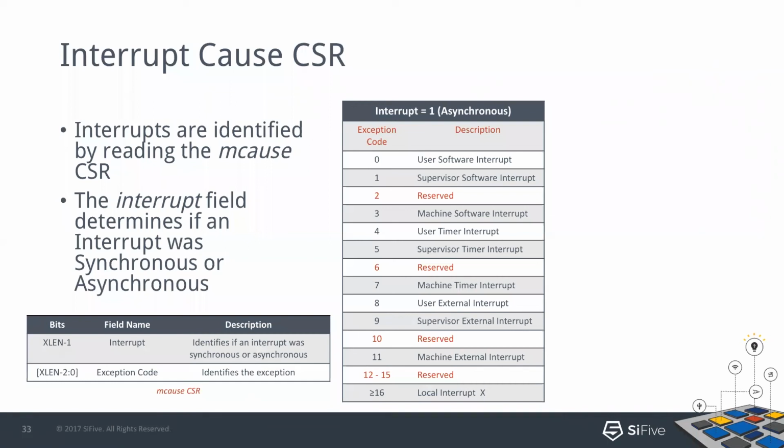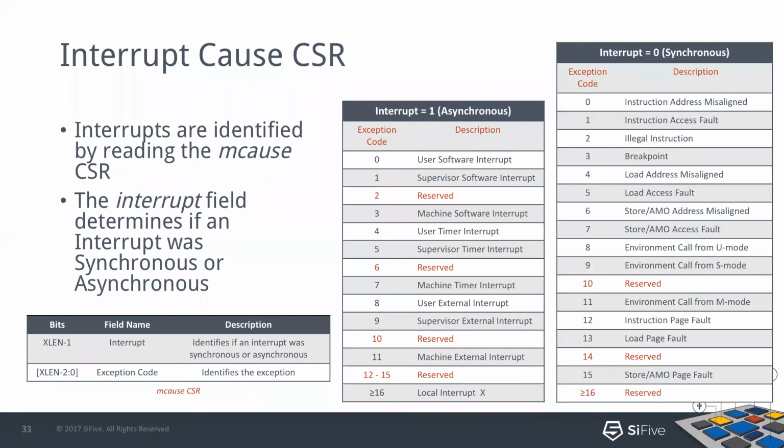You can also see here that you have interrupts specific to a given mode. In the previous slide, we only showed machine mode interrupt signals, although if you have additional modes, you would have potentially more signals into the hart. If the interrupt field is equal to 0, this would indicate a synchronous interrupt, sometimes called an exception. The exception code here is used to identify the type of exception. For example, exception code 8 would indicate an environment call from user mode. This is equivalent to the ECALL instruction that we talked about previously.